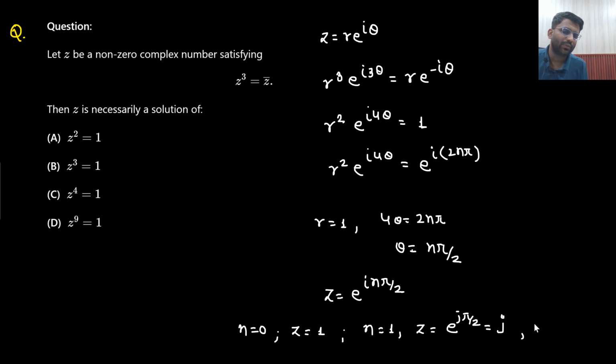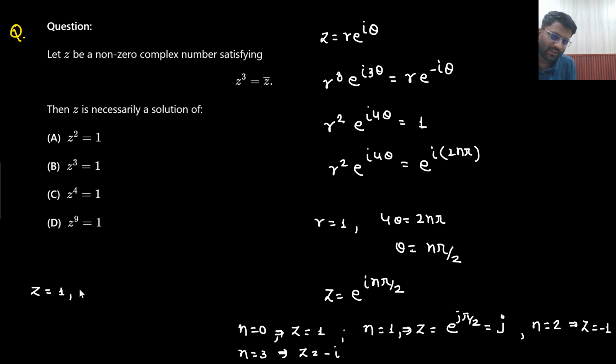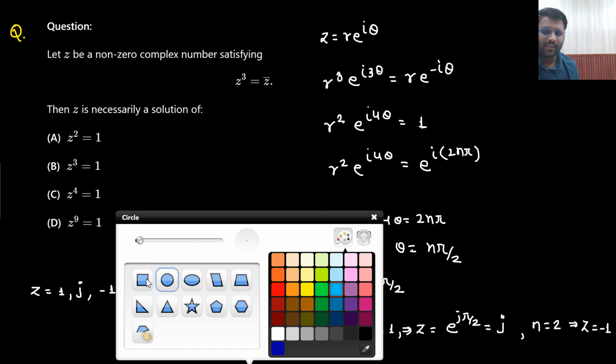If I put n equals 2, I get e to the power j pi, which is minus 1. So Z equals minus 1. If I put n equals 3, the value of Z is e to the power j 3 pi by 2, which is nothing but minus iota. So the values of Z I am getting are 1, j, minus 1, minus iota.